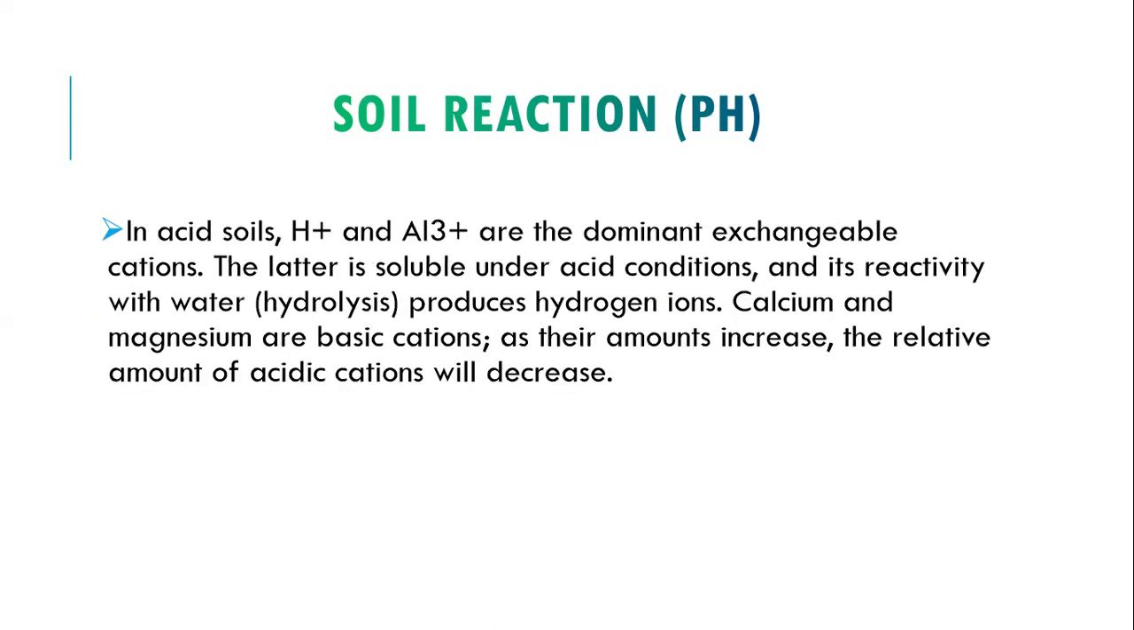In acidic soils, the hydrogen ions and aluminum are the dominant exchangeable cations. The latter is soluble under acidic conditions, and its reaction with water, the hydrolysis, then produces hydrogen ions. Calcium and magnesium are basic cations. As their amounts increase, the relative amount of acidic cations will decrease.